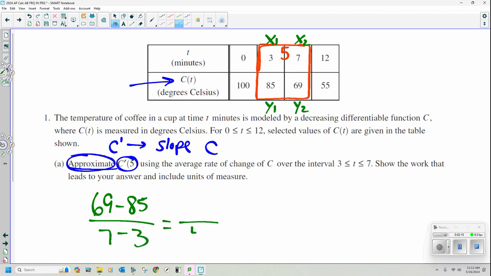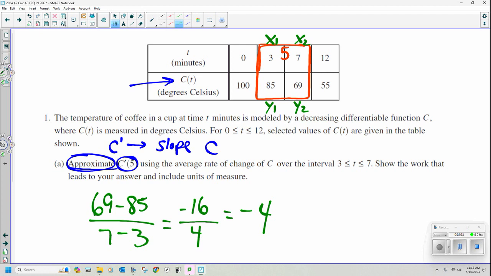That ends up being negative 16 over 4, which would be negative 4. Now, just for poops and giggles, if you want to check that in the calculator, you can. But I know I got that right. Thanks for letting me use a calculator, geez.